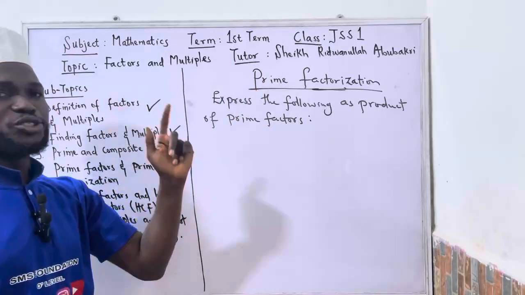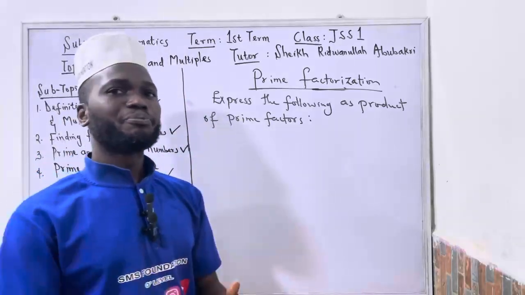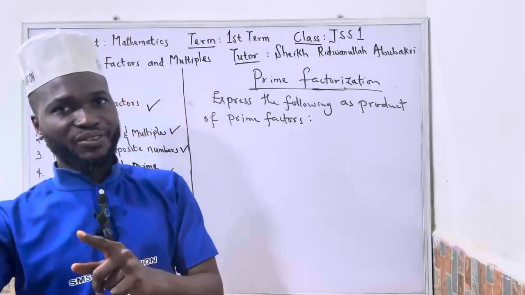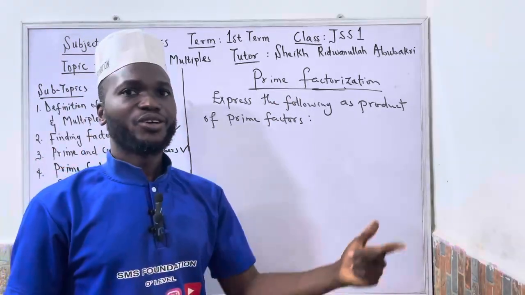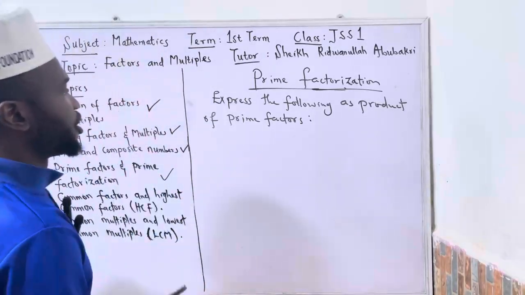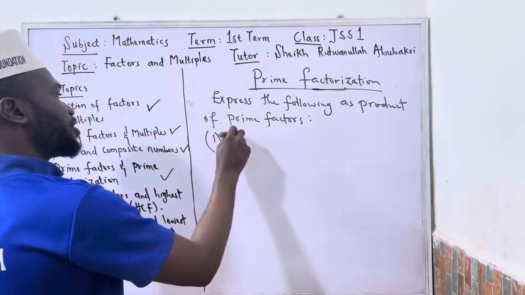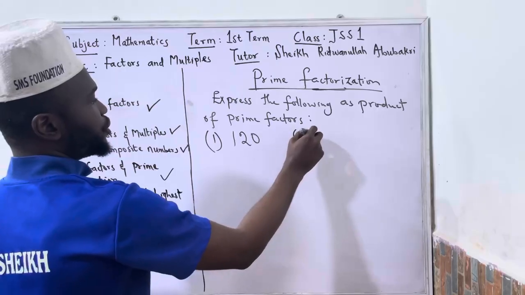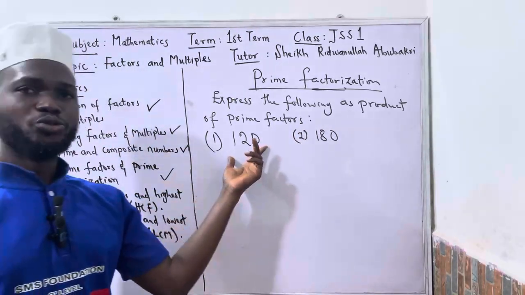So when you see it, you should know what they are asking you to do. If questions say find the prime factors of the following, that's what we did just now. But if they say find the prime factorization of the following number, that's what we just want to do. So for example, number 1, let's say we have 120, and number 2 is 180.